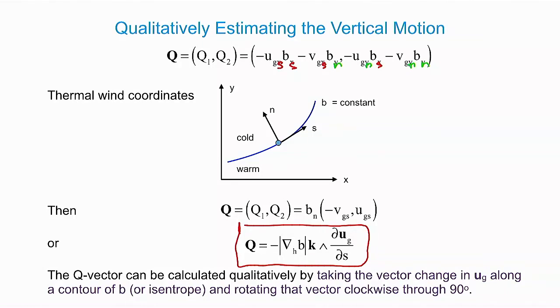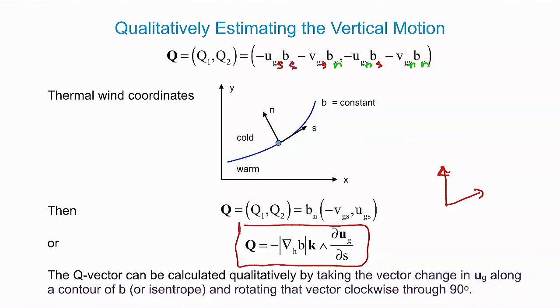So what physically does this tell us? Physically, Q is equal to the magnitude of the buoyancy gradient. So are the isentropes packed close together or are they far apart? K cross the derivative, the change in UG along the isentrope. So do you remember your right-hand rule? So this physically is, how is the geostrophic wind changing as I walk along an isentrope?